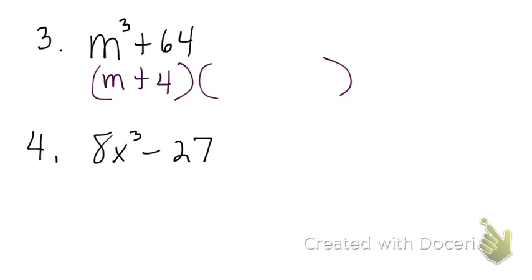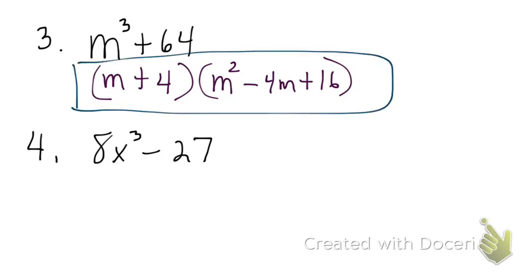So the first thing I want to do is square that m. So we're going to get m squared. Then we're going to multiply these and change the sign. So our middle term is going to be a minus 4m. And then for that last term, we're going to square the 4, and we get 16. And there's your answer. Now the last one's just a little bit different, but it's the exact same pattern.